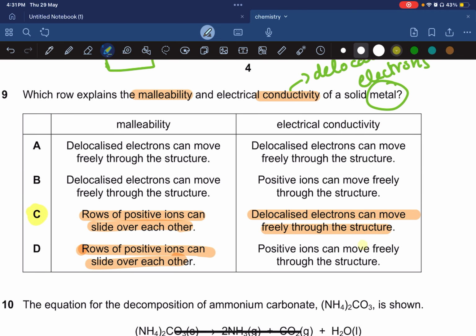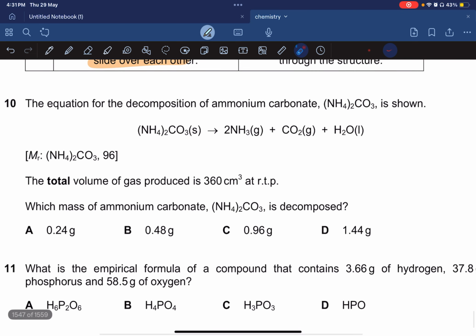Positive ions can move freely. Okay, one important thing, ions cannot move in metals. What moves is the electrons. Ions stay in place. Okay, question number 10, which says the equation for the decomposition of ammonium carbonate.